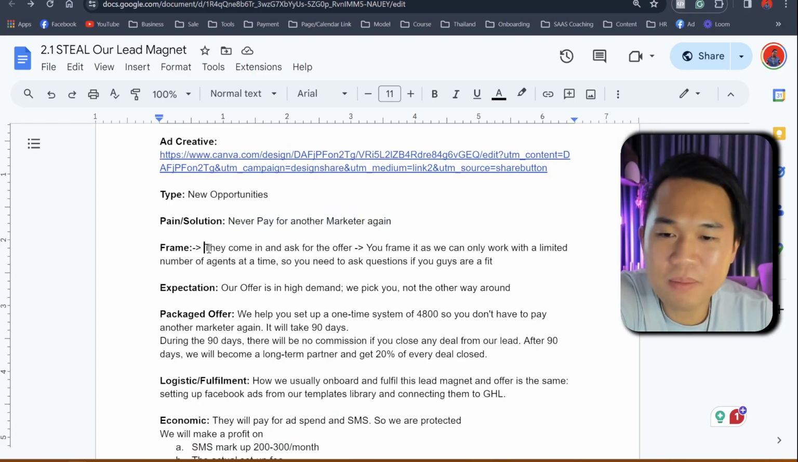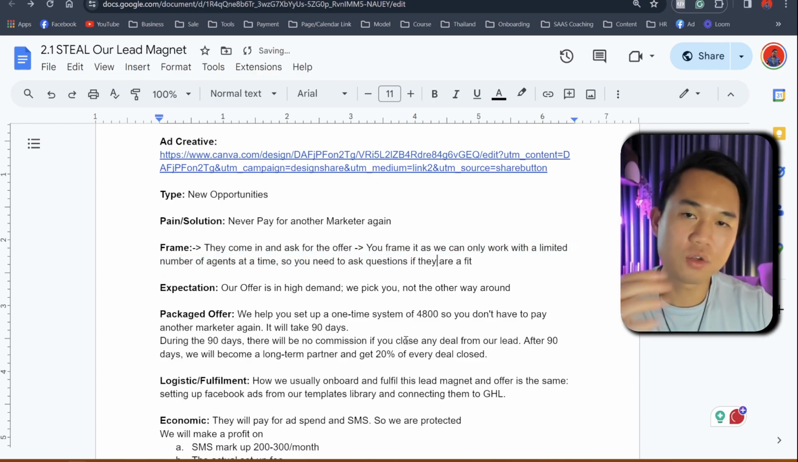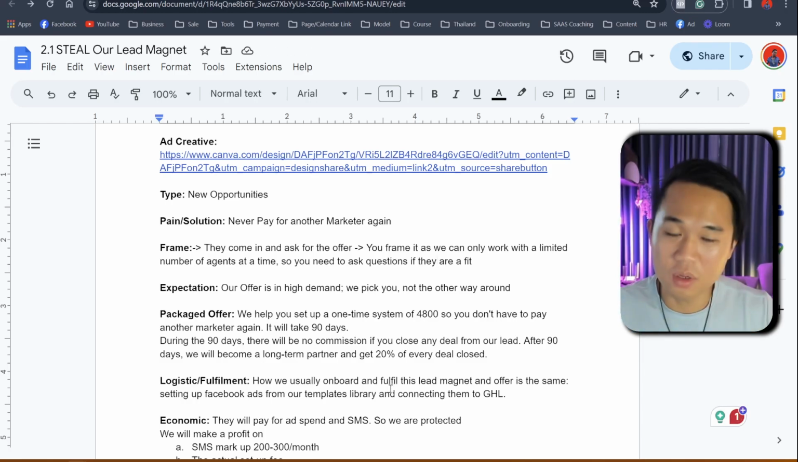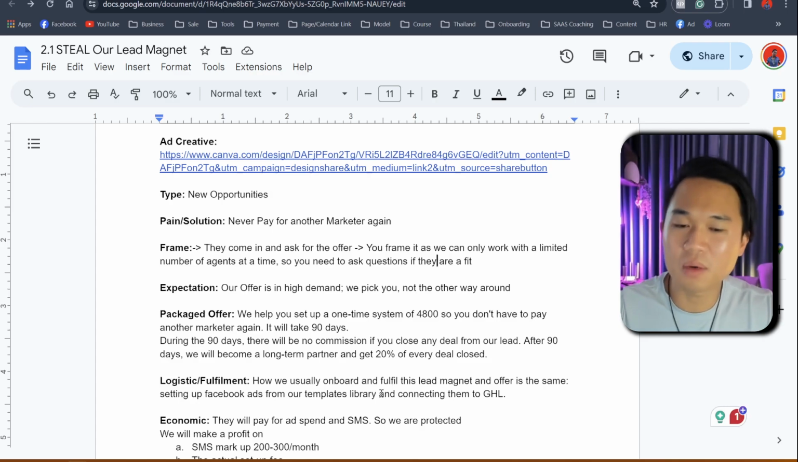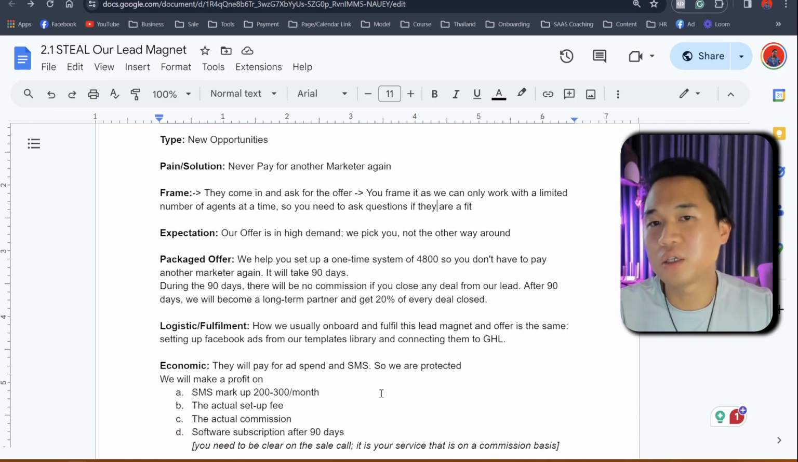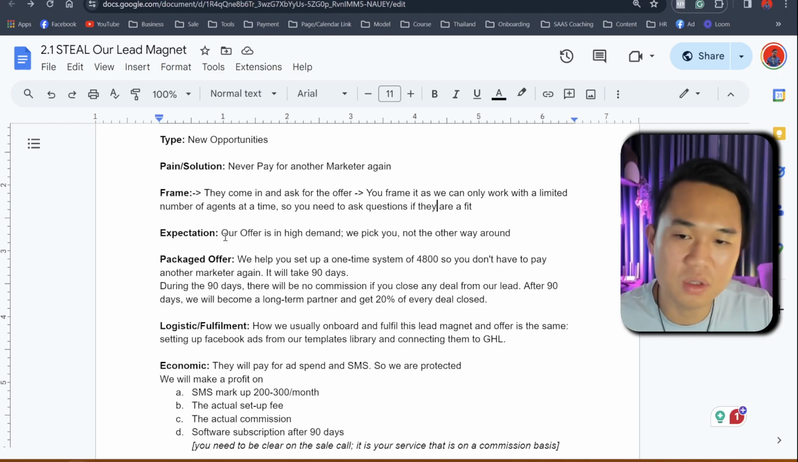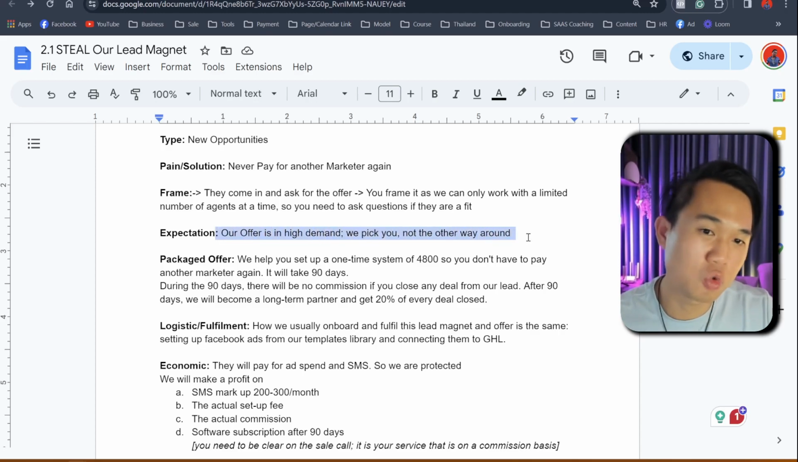The frame is the expectation before the sales call, right? They come in, they ask for the offer, and you frame it as: you can only work with a limited number of agents at a time, so you need to ask them some questions to see if they are a fit. You want to be selective about which agents you offer this to, because it's true, you can only work with a limited number of agents. So you ask how much in sales they are making, what their revenue is, and all that, to make sure they can afford your service. You can frame and pre-qualify at the same time. The expectation is that our offer is in high demand, and we pick you, not the other way around.